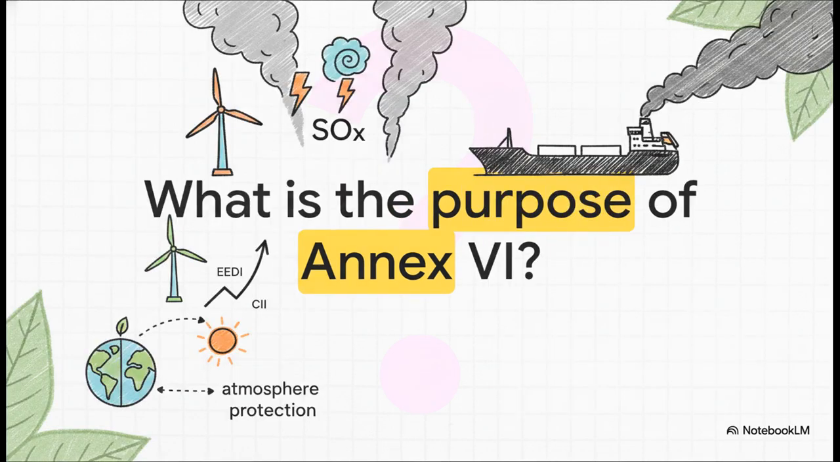All right, next question. What is the primary purpose of MARPOL Annex VI? Picture the modern shipping landscape right now and what you see coming out of the funnel. The answer is the control of air pollutants, specifically sulfur oxides, or SOx, and nitrogen oxides, or NOx. But it doesn't stop there. You absolutely have to mention the modern push for energy efficiency, which brings in indices like the EEDI and the CII. Annex VI is all about protecting the atmosphere and mitigating greenhouse gases.